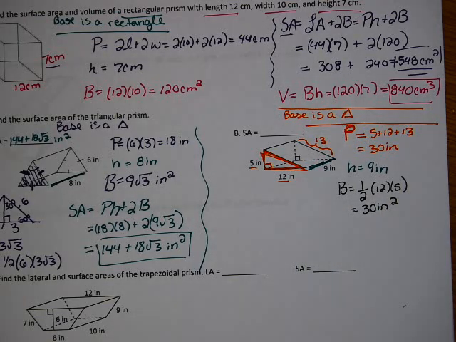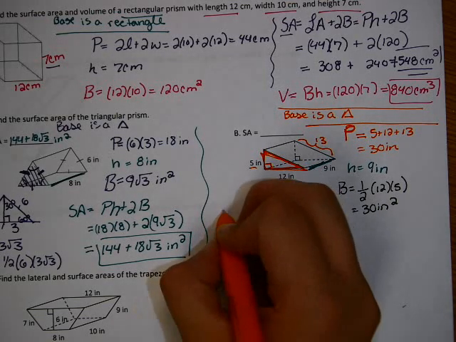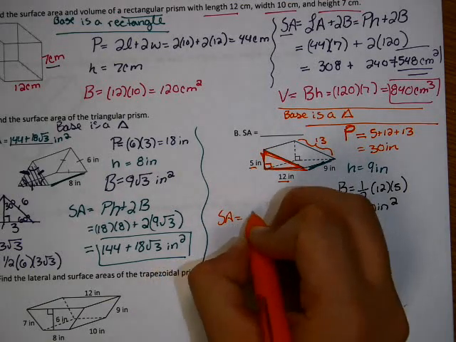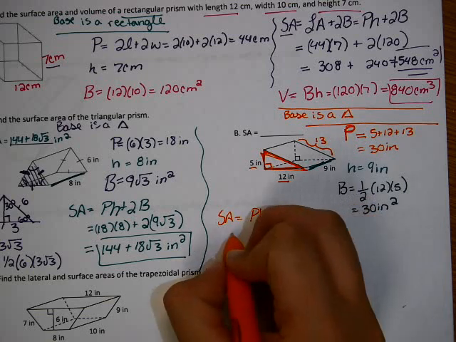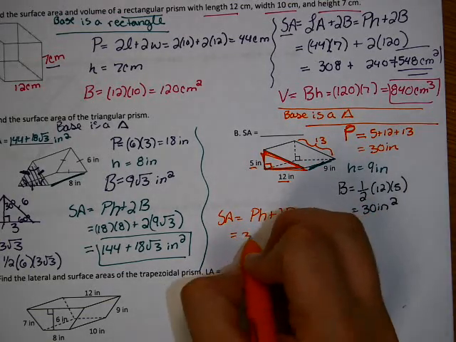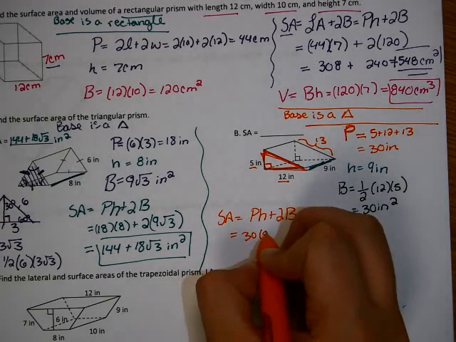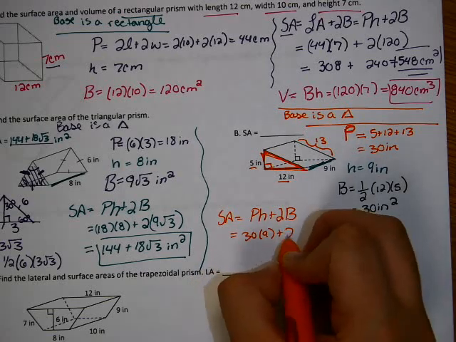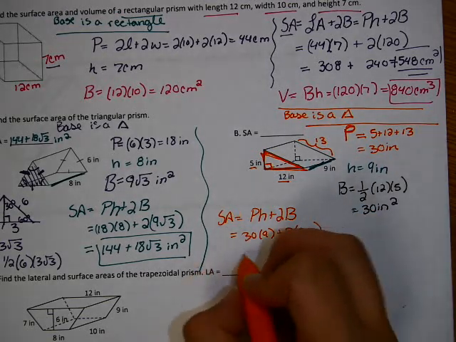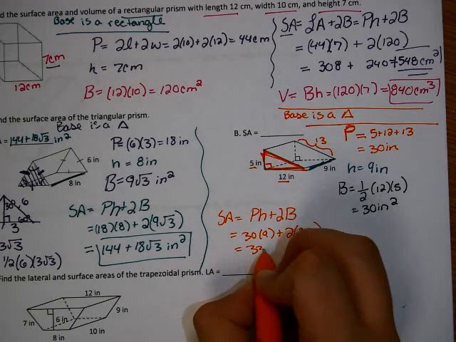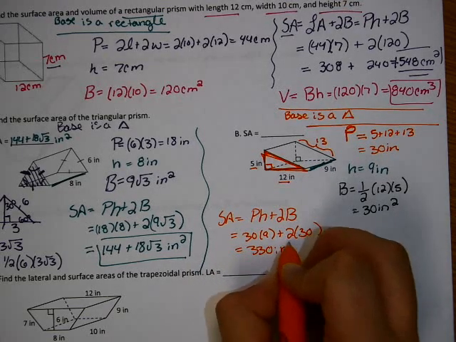Okay. All right, so our surface area, perimeter times height plus 2 times the area of the base, is 30 times 9 plus 2 times 30. And I get 330 inches squared.